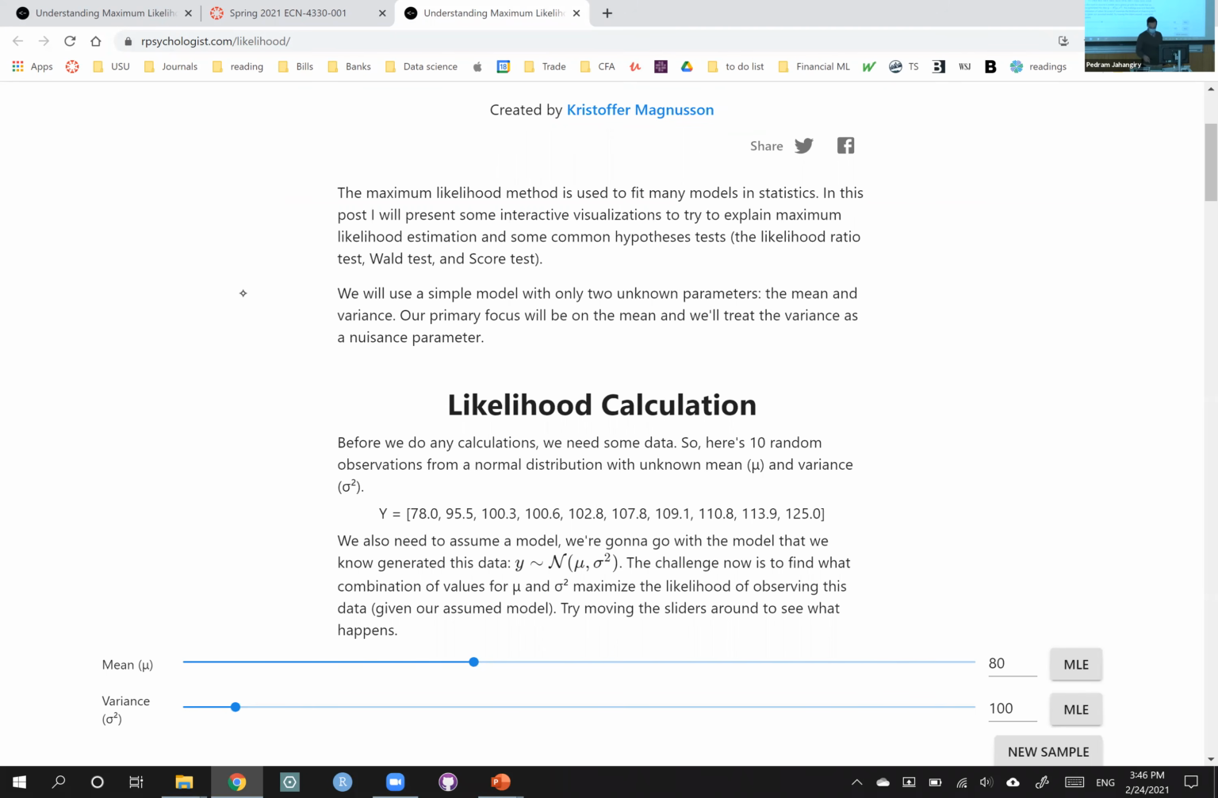So let's say we have 10 numbers: 78, 95, 100, 100.6, 102.8, and so on. These are the 10 numbers, and you're interested in coming up with the distribution. Let's say they originally came from a normal distribution. A normal distribution is completely pinned down with two numbers: average and variance, or standard deviation. Basically, your goal is to find the average and standard deviation that maximize the probability that this data is coming from that distribution. Does that make sense?